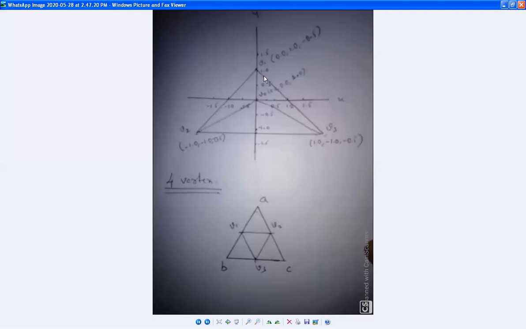Now consider the above diagram, where we have the x and y axes. Let me take the unit as 0.5. I have done this roughly; you can do it more properly and it will look very nice. So 0.5, 1.0, 1.5 on the x-axis. Similarly, 0.5, 1.0, 1.5 on the y-axis. Similarly, minus 0.5, minus 1.0, minus 1.5 on the negative side of the y-axis and the negative side of the x-axis.